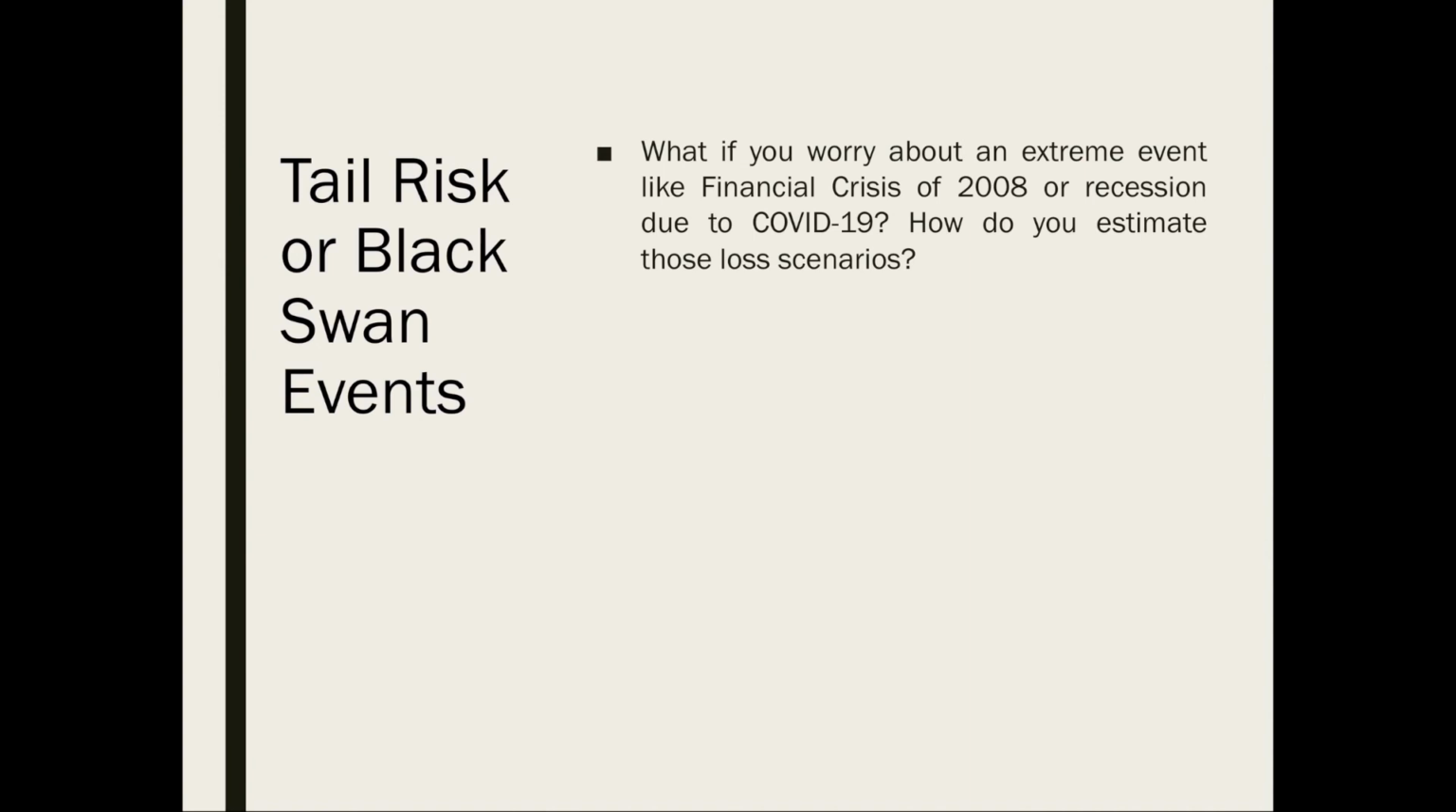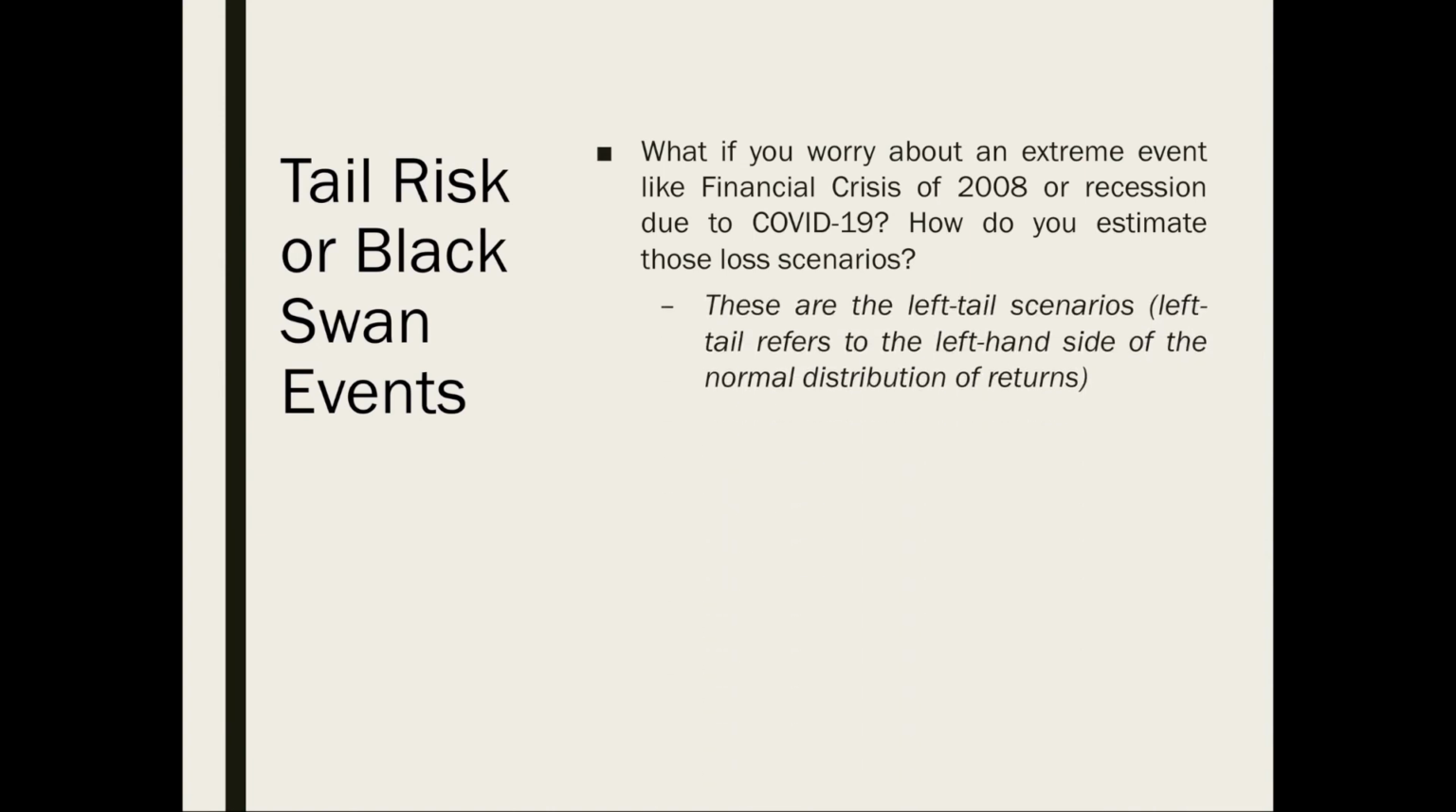So this is called tail risk or black swan events, meaning that they only occur infrequently. But our focus here is what would happen for extreme losses. We're most concerned with these extreme losses, and these are the left tail scenarios. So focusing on the left-hand side of your normal distribution, you're most concerned with the probabilities of extreme losses since gains are good from an investor's point of view.